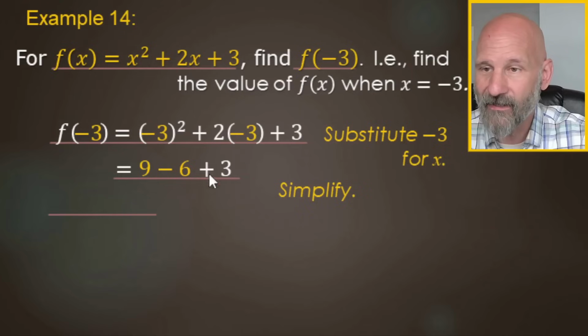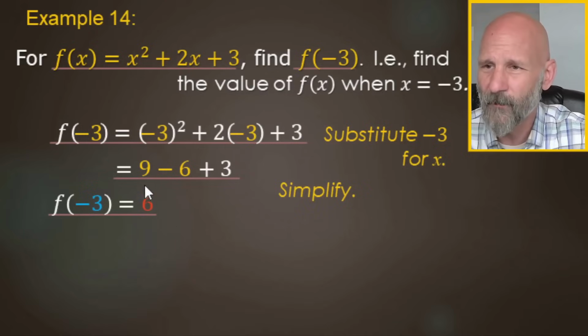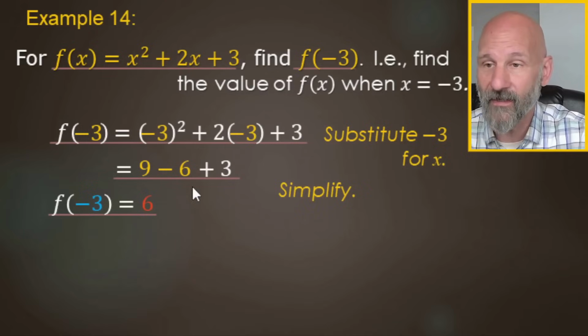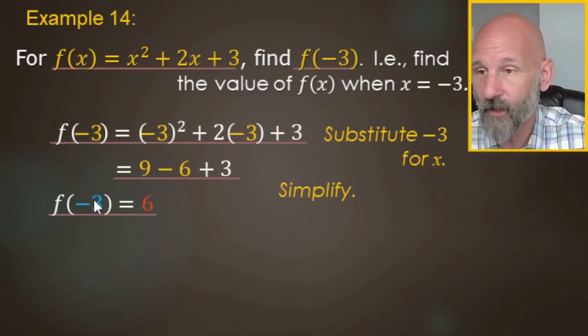So 9 minus 6 plus 3 is going to make 6. 9 minus 6 is 3, plus 3 makes 6. Or you can do the positives first. 9 plus 3 makes 12. And then minus 6 makes 6, okay? So here we go. At the bottom of our work here, we have f of negative 3 equals 6.